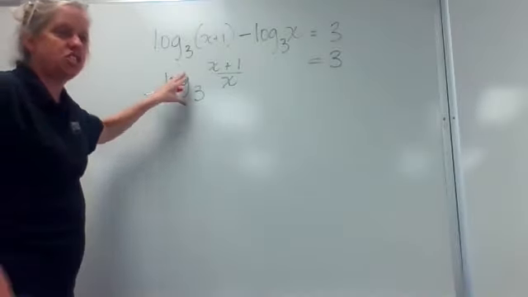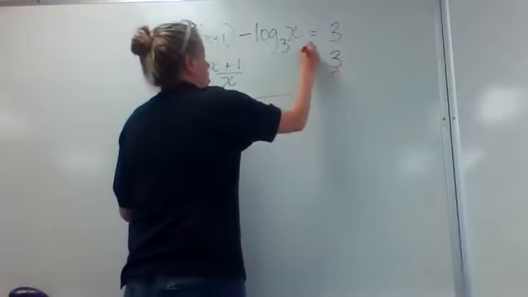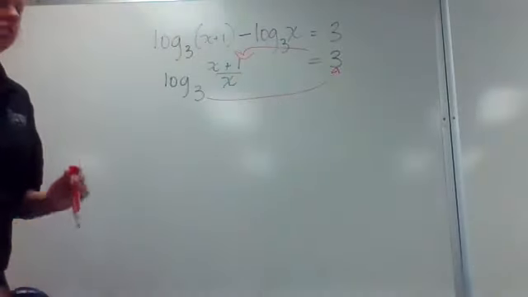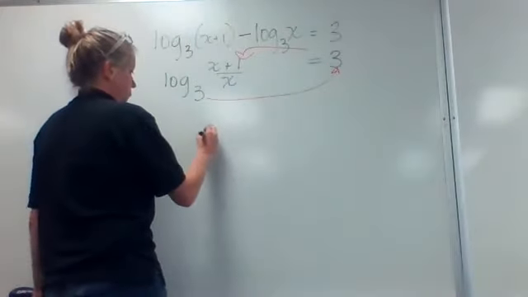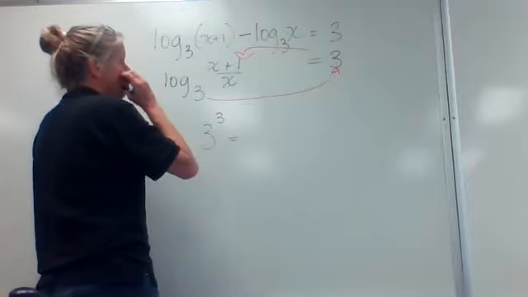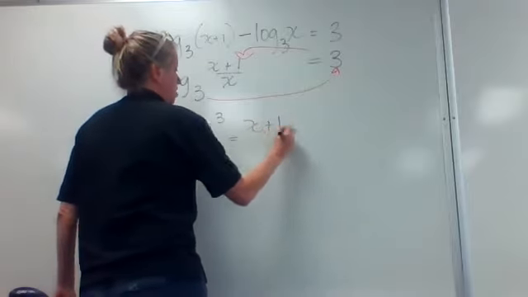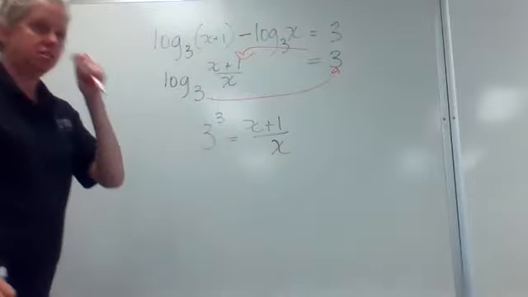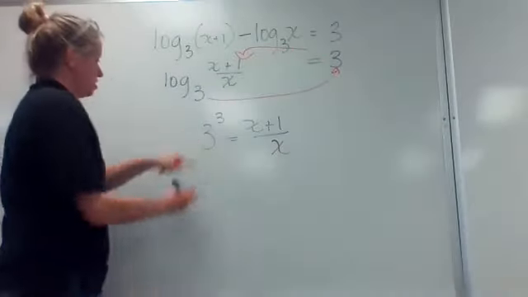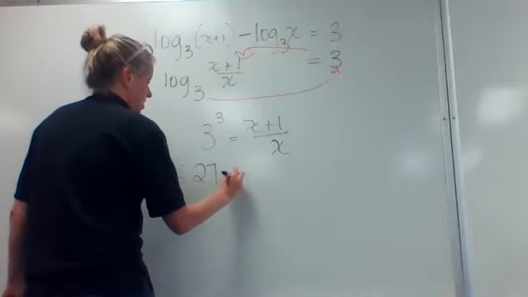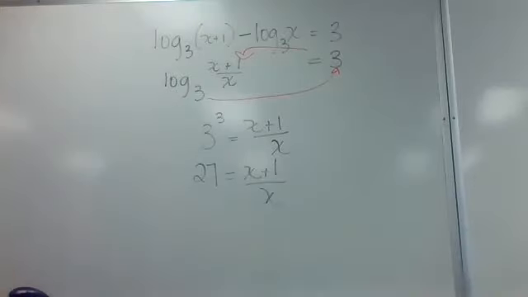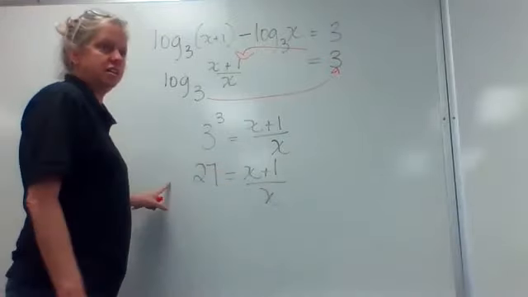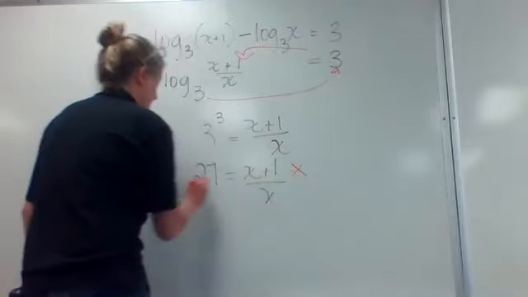So since there is just one logarithm, turn it into exponential. So I've got 3 to the 3rd power equals what's in this position, which is x plus 1 over x. 3 to the 3rd is 27 equals x plus 1 over x. Which means, what do I need to multiply both sides to get rid of this denominator? X. That'll get rid of the denominator of x.